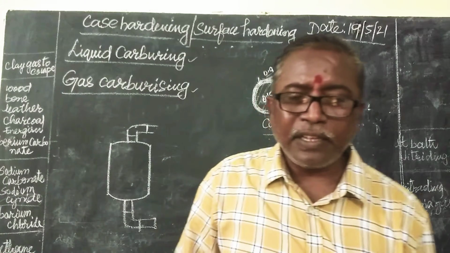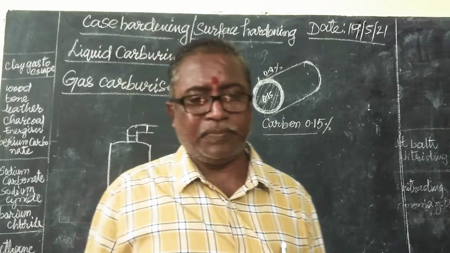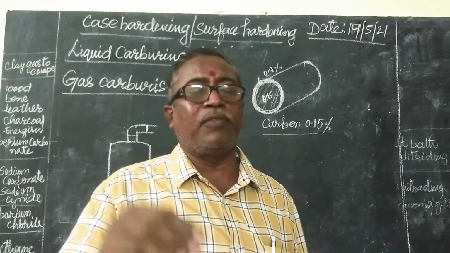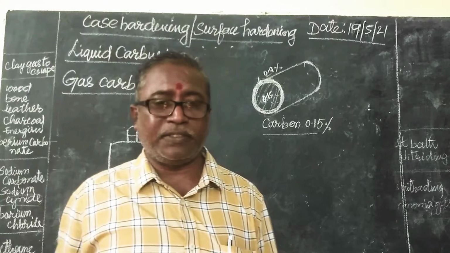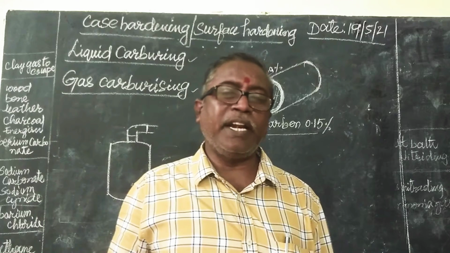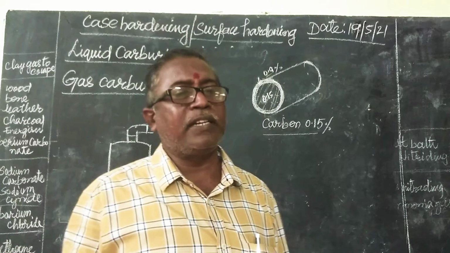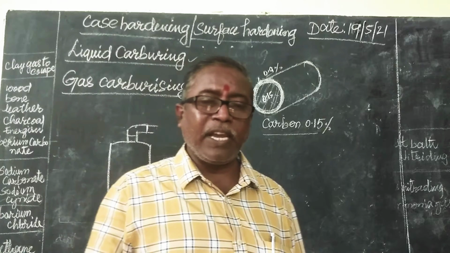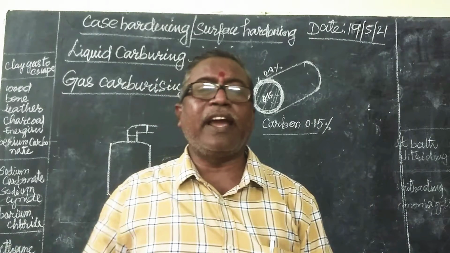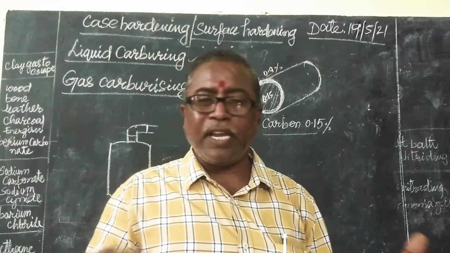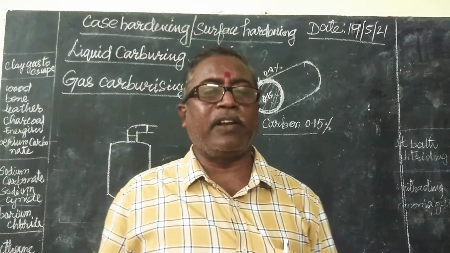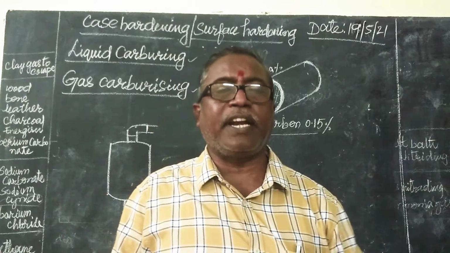The same way there is nitriding. Nitriding means what? Instead of carbon forming on the outer surface, the nitrides will be formed. So the nitrides will be formed over the job. The same way, gas nitriding. In gas nitriding, ammonia gas is sent into the same kind of container. The gas is heated up to a particular temperature, 570 degrees centigrade.